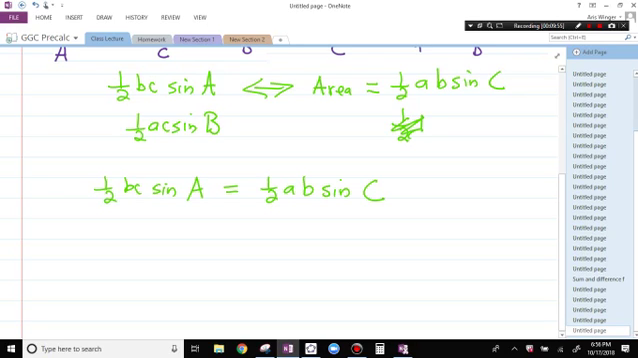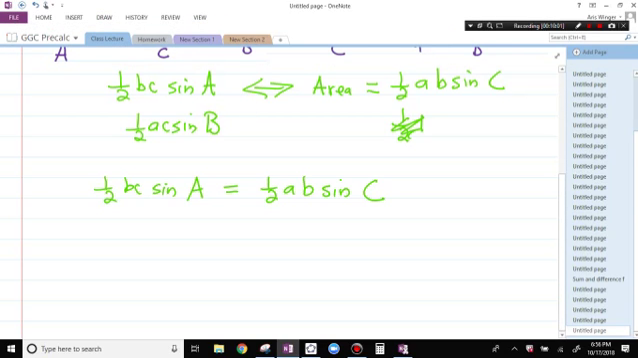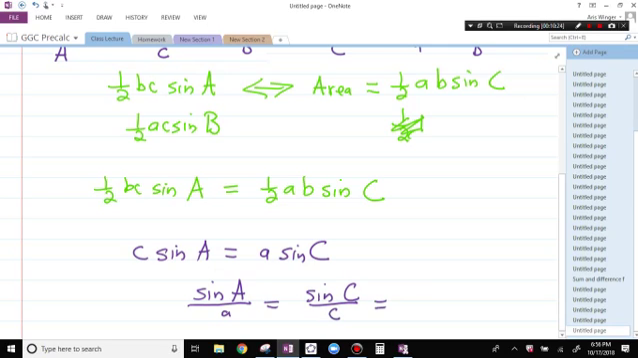What do they both have in common? What can we drop off of both sides? The 1/2 and the B. So C sine A equals A sine C. And if we divide both sides by A and by C, then you get the law of sines: the sine of A over little a equals the sine of capital C over little c. And you can demonstrate by the same argument that that is the sine of capital B over little b. This is the law of sines.